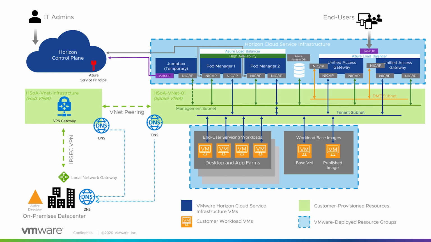I also wanted to call out something specific about the DNS connection you see in the diagram in front of you. That's a logical flow. The actual physical flow is via the VNet to on-prem via the IPsec VPN connection.